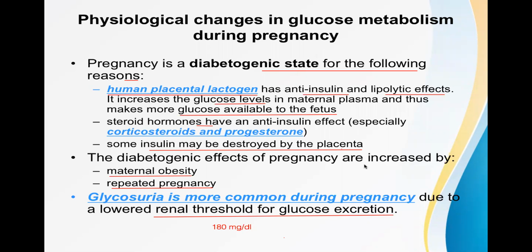And pregnancy is one of the conditions where there is a lower renal threshold for glucose excretion. So don't be surprised if that pregnant lady is having presence of glucose in the urine even without diabetes.